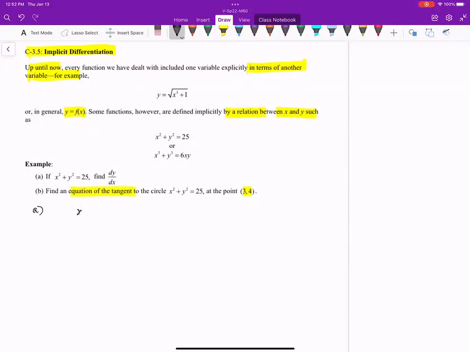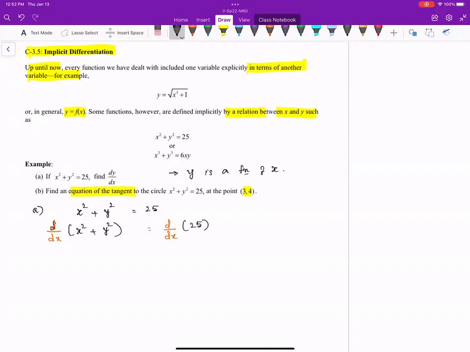x square plus y square equal to 25. Now we want to differentiate both sides with respect to x. So d by dx of the left-hand side equal to d by dx of the right-hand side. The left-hand side is x square plus y square, where y is a function of x. Keep in mind, y is a function of x. And d by dx of 25.